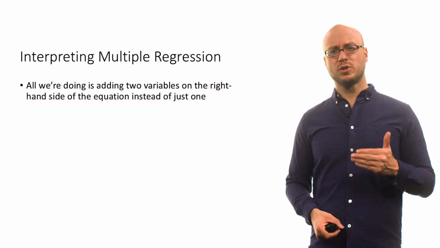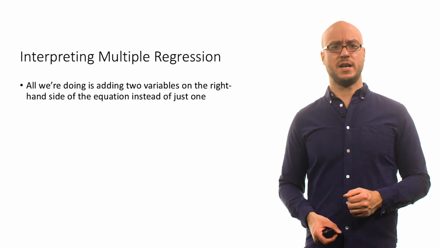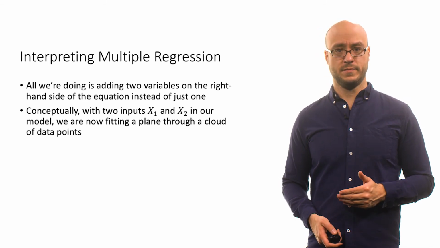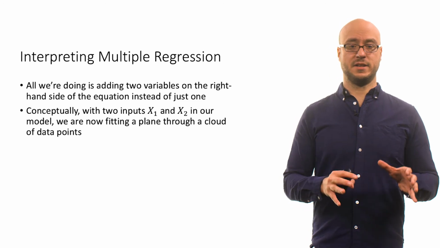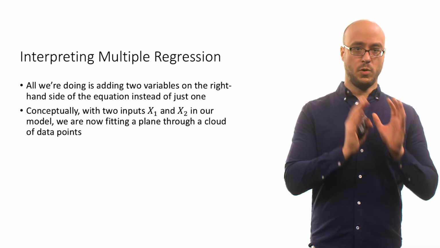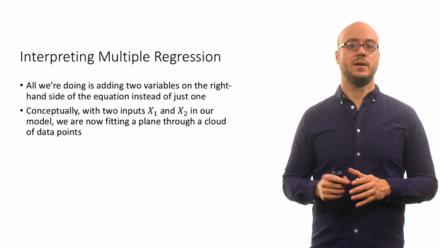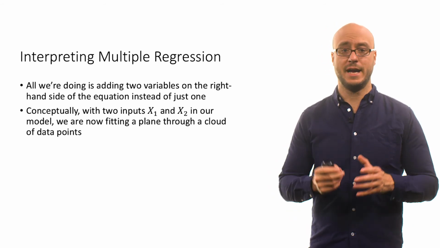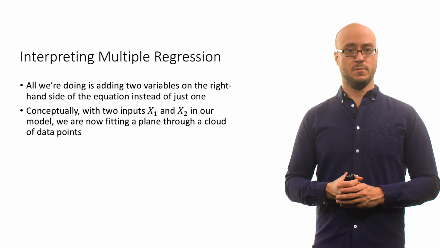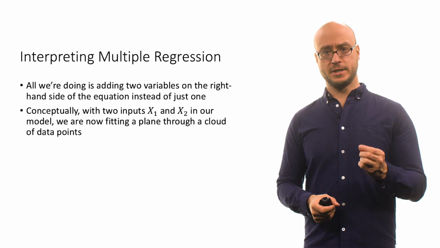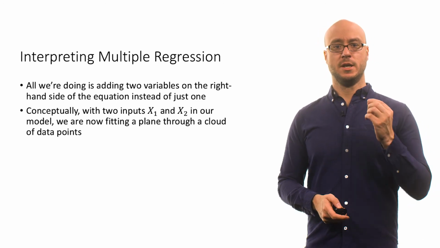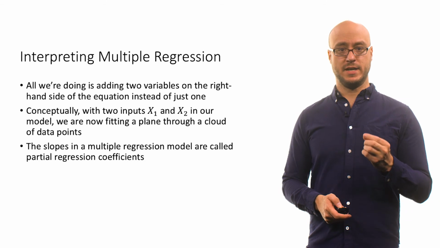How do we interpret multiple linear regression? Well, all we're doing is adding two variables on the right-hand side of the equation instead of just one. Typically, we talk about the left-hand side of the equation in terms of the y, or outcome variable. The right-hand side of the equation are those two x's, or a single x in the case of simple linear regression modeling. Conceptually, with two inputs, we are now fitting a plane through a cloud of data points.